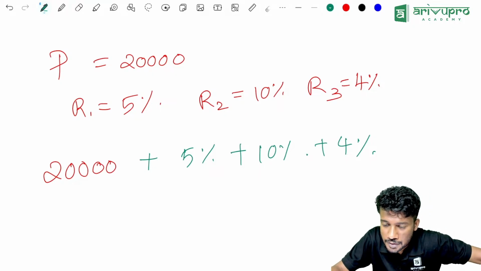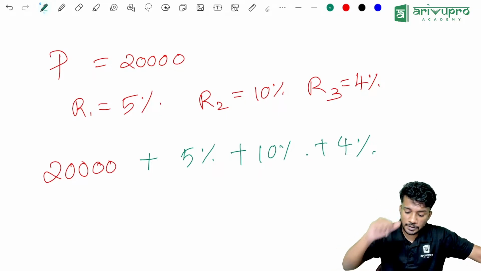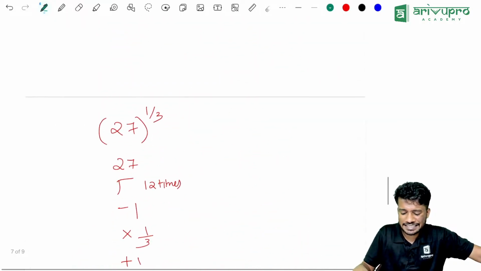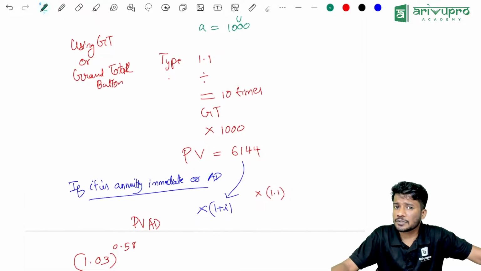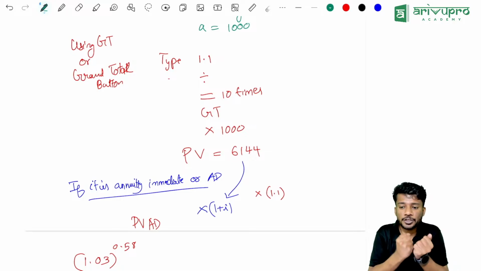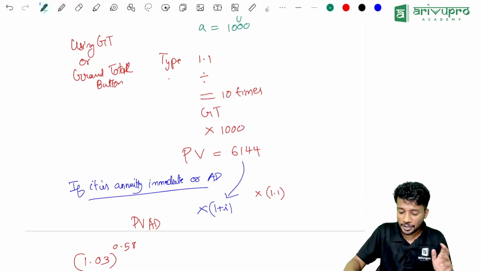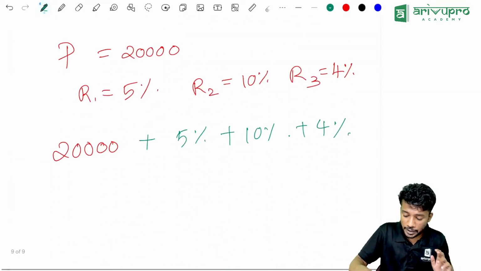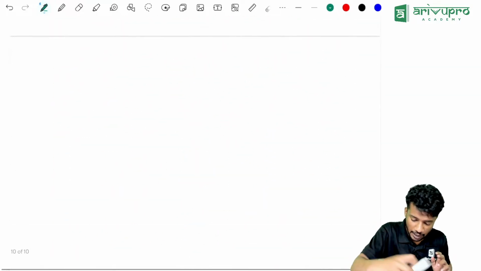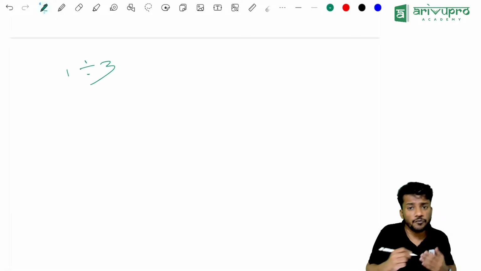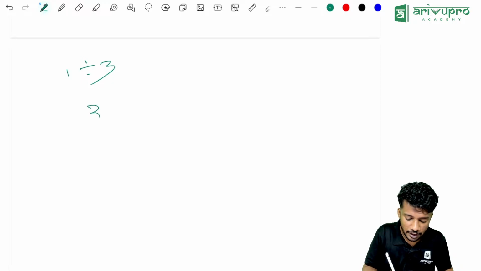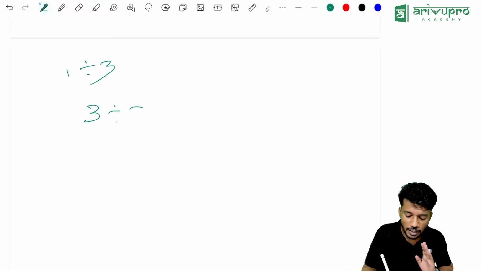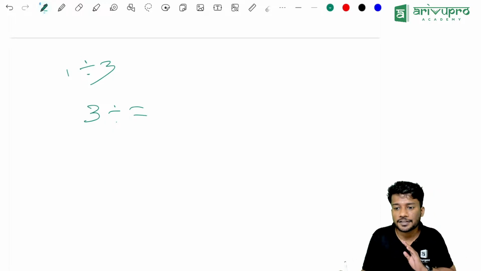Any suggestions to improve expertise on the calculator? I think it is all about practice. Once you practice a lot with the calculator, it will come to you eventually. When you see 1 divided by 3, you won't type 1 divided by 3. I'll just type 3, then click divide, then click equal to, and I'll get the answer. That is the method.